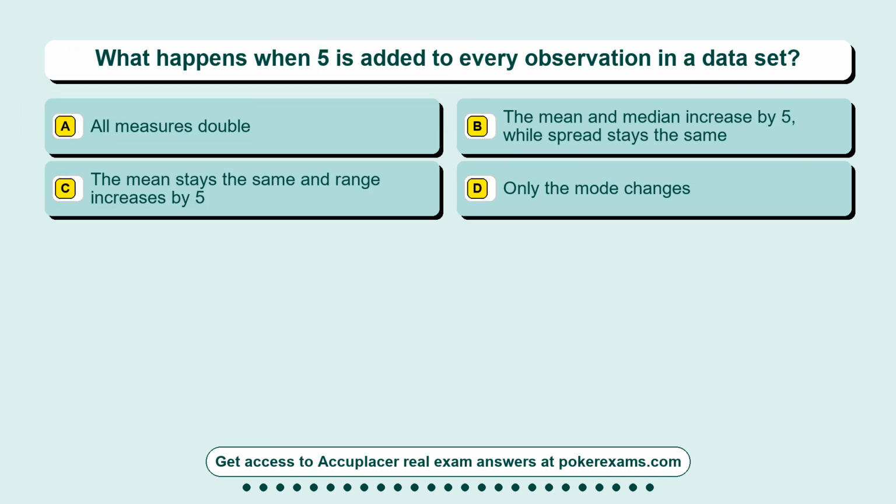Question 2. What happens when 5 is added to every observation in a data set? Option A, all measures double. Option B, the mean and median increase by 5, while spread stays the same. Option C, the mean stays the same and range increases by 5. Option D, only the mode changes.